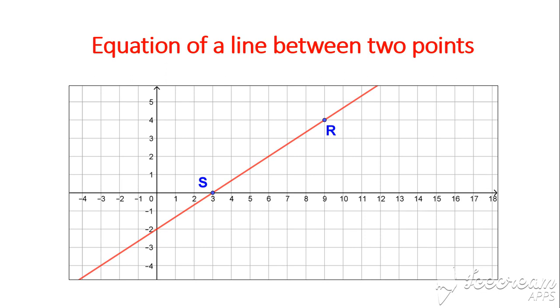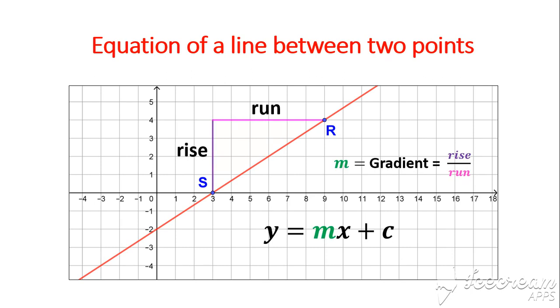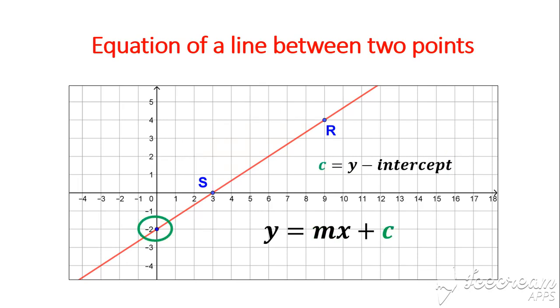Now, the equation of a line comes in this form. You should have seen this many times before today. Y is equal to mx plus c. The m is what we call the gradient, the steepness of the line, and we use a fraction, rise over run. And the c is the y-intercept, where the graph passes on the y-axis.